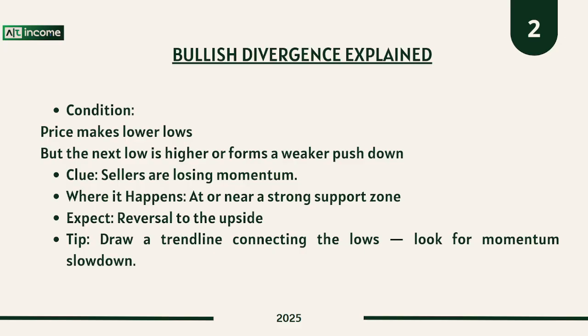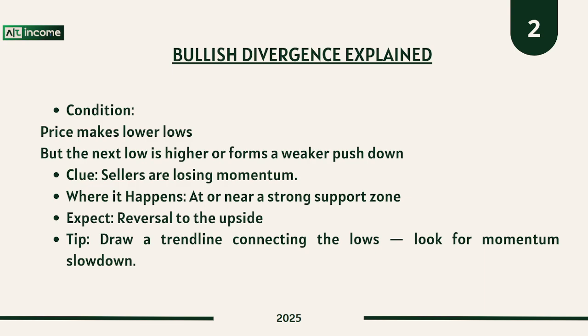Where it happens at or near a strong support zone. So these are the things I need to look at. You are seeing already that the sellers are losing momentum, and then you also see that it is very near a strong support zone. Definitely you should be expecting a reversal to the upward side. Now, what is your expectation? A reversal to the upside.